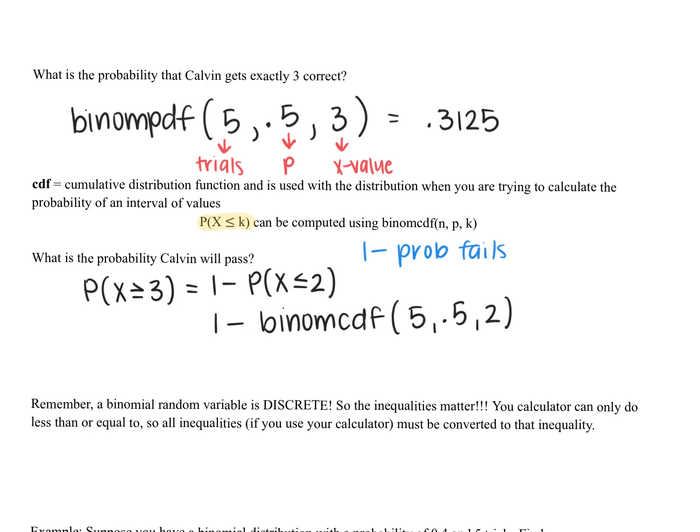for K. Now you can do this one of two ways. You can find the binom CDF first and then do 1 minus, or you can set up the 1 minus to start with. It's really up to you. So it becomes 1 minus 0.5, which is 0.5. So you still get the 0.5.